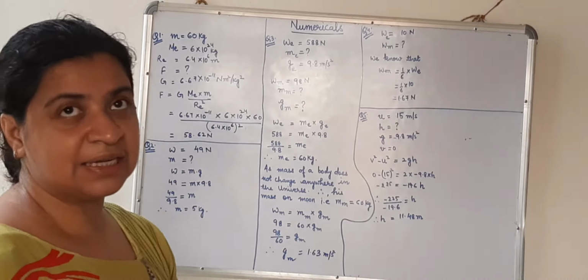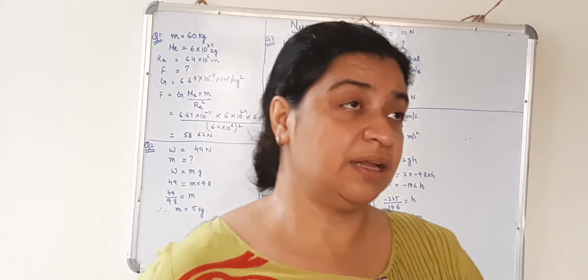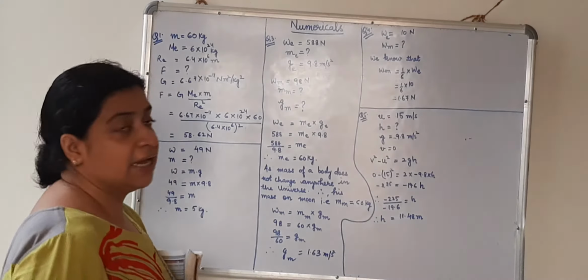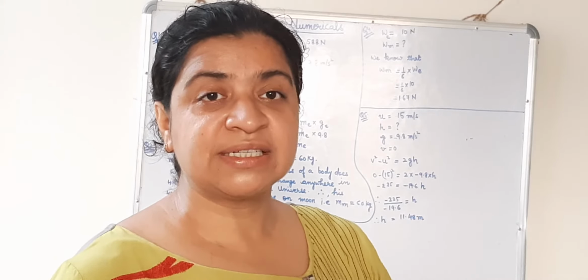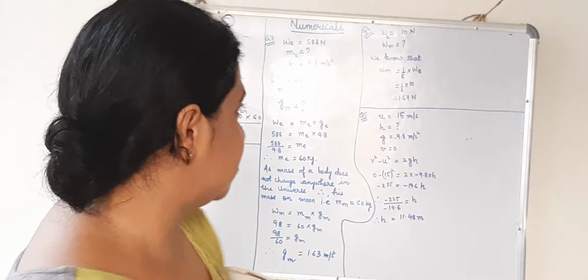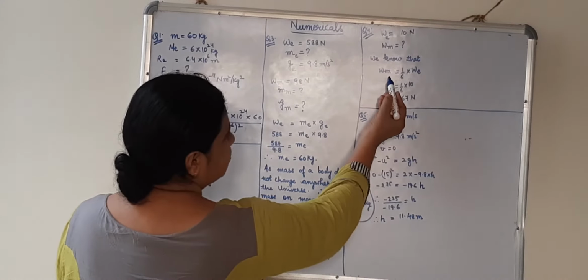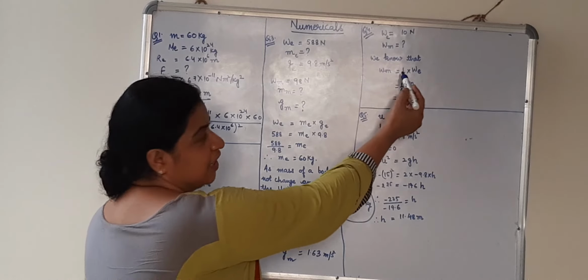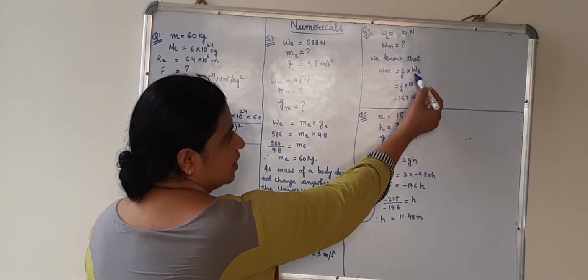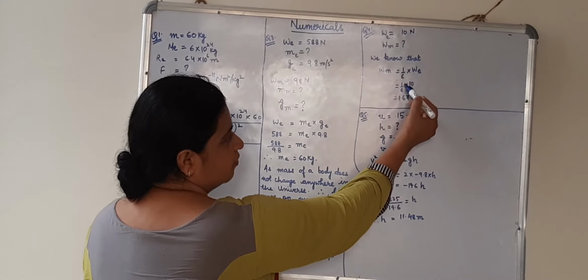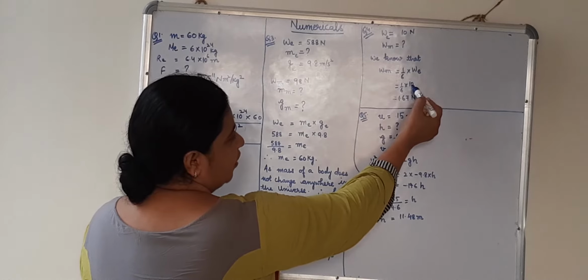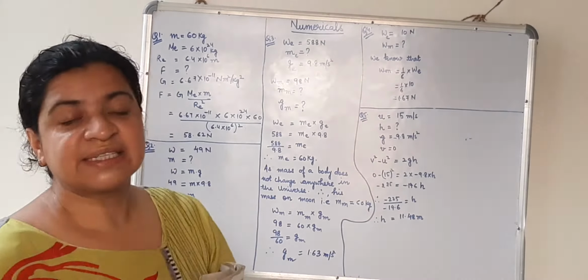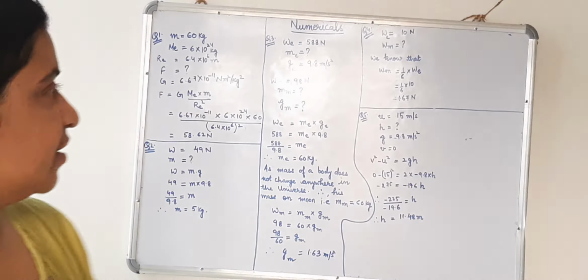We know that last time, in one of the videos, we have done this. Weight of an object on the moon is equal to 1/6 the weight of that object on the earth. So, weight of the object on the moon is equal to 1/6 the weight of the object on the earth. Here the weight is 10 Newton. 1/6 of 10, that is equal to 1.67 Newton.